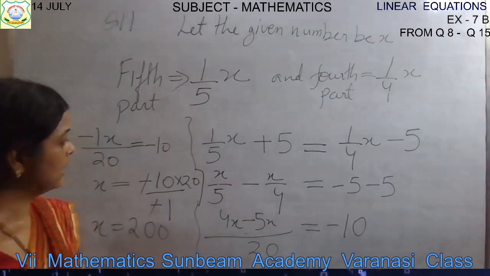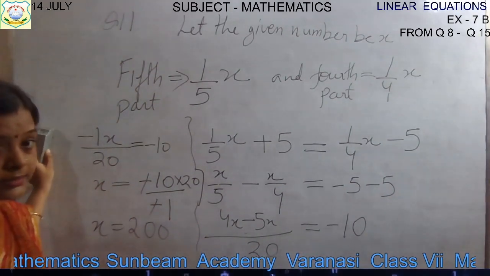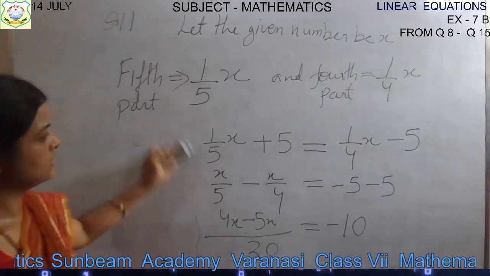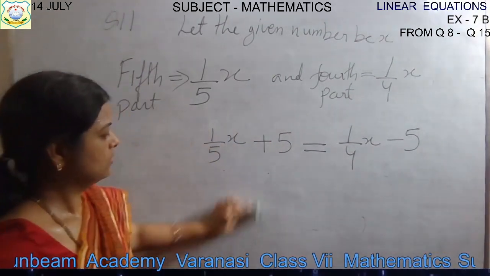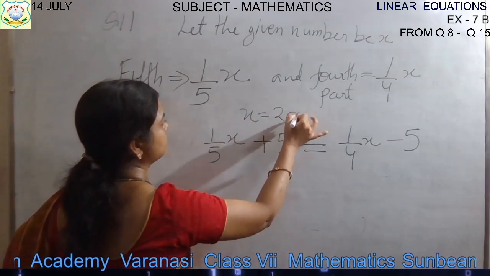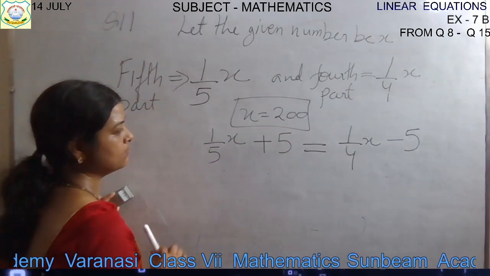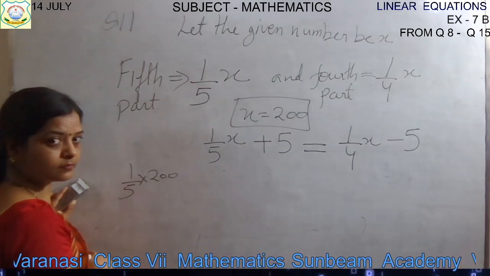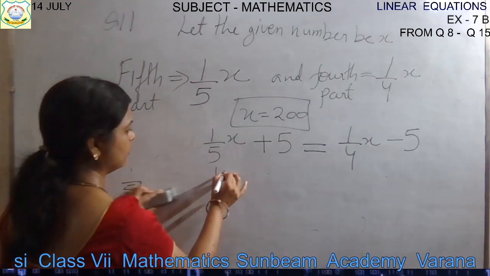And children, after writing the statement answer, if you want to check, you can check it. How can you check it, children? See here. This was the question. The number x is 200, isn't it? That number is 200. 1 by 5 of this number. 1 by 5 of 200. What will come? Come on. 5 fours are 20. 40 will come. So write down 40.